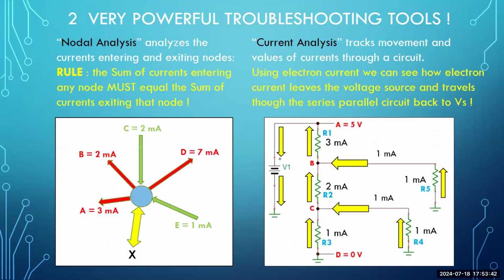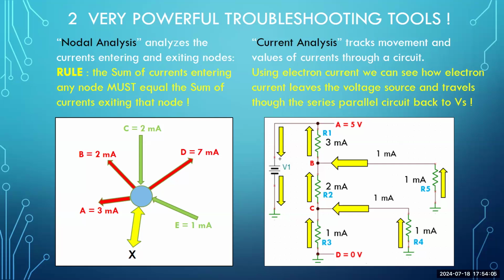Next, the 2 major troubleshooting tools that you'll be using in this exercise will be called nodal analysis. You should write that down in your journal. Nodal, N-O-D-A-L, analysis. Speak that out. Write that down. And then also current analysis. They are related, but they are distinctly different.